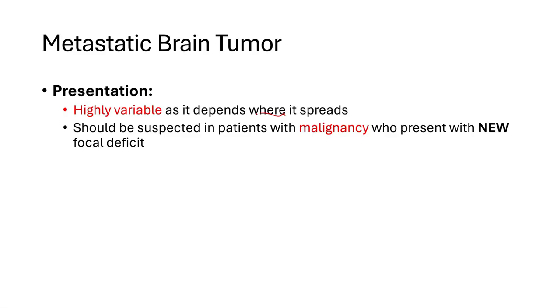But for anyone with a history of malignancy, whether or not it is active or in remission, who presents with a new focal neurologic deficit, you should always suspect a metastatic brain tumor. In order to diagnose these individuals, it is a little bit different than solitary tumors or primary tumors that we will talk about in the upcoming slides.